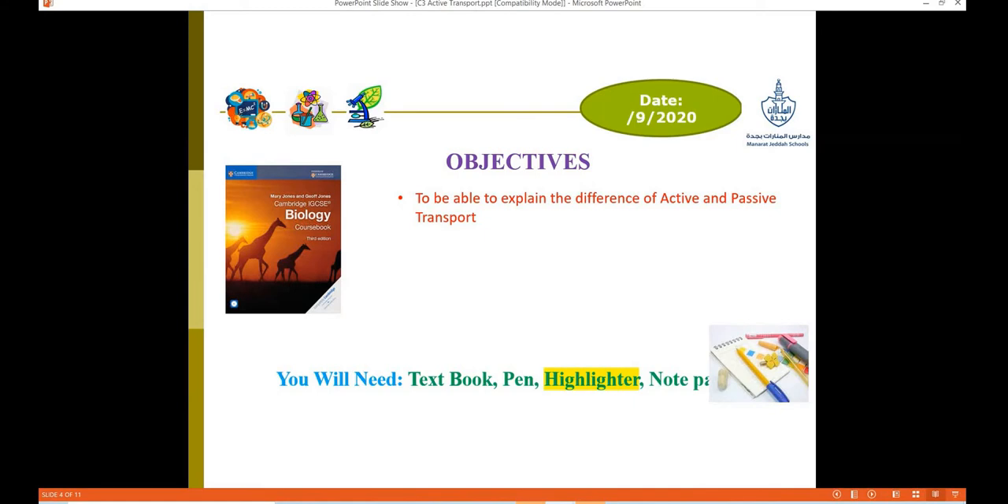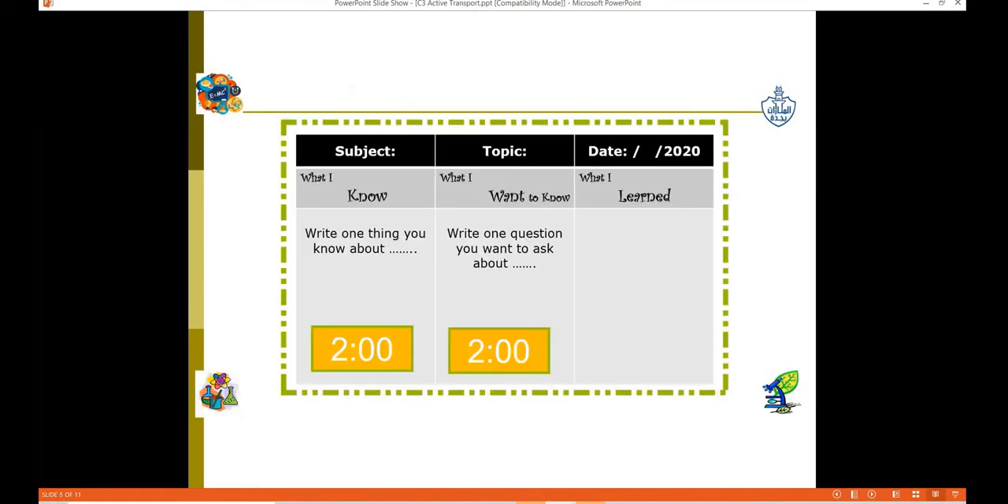This topic aims to be able to explain the difference between active and passive transport. All right, so in the KWL, let me ask you the difference between active and passive transport. What do you understand by active transport and passive transport, ladies? I told you what passive transport is already when we were discussing osmosis and diffusion. Active was the movement of molecules from low to high concentration. Okay. Why is it called passive transport?